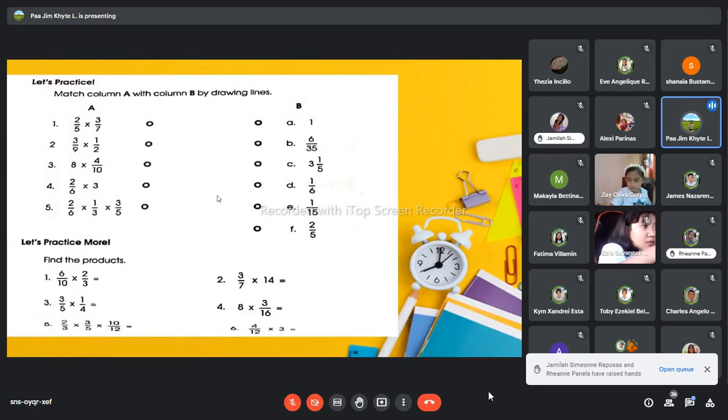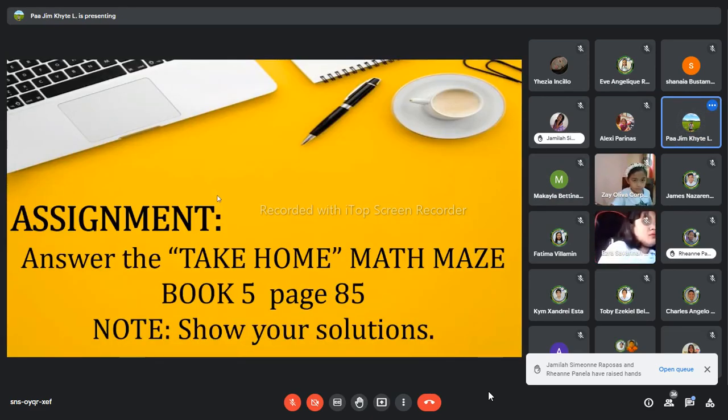And for your assignment, answer the Take-Home on your Math Maze Book 5, page 85, and also show your solutions.